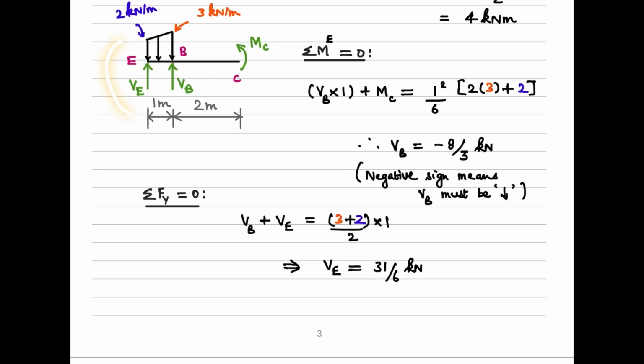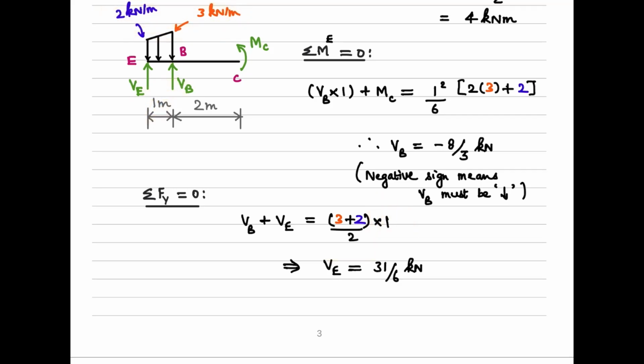The only unknown remaining to be solved here is VE, which can be determined using the condition that the sum of vertical forces is equal to 0. That is, the sum of upward forces is equal to the sum of downward forces. So VE plus VB should be equal to the force due to this trapezoidal load. So VE plus VB equals 3 plus 2, that is, we are averaging this out into the span. The span is 1 meter.